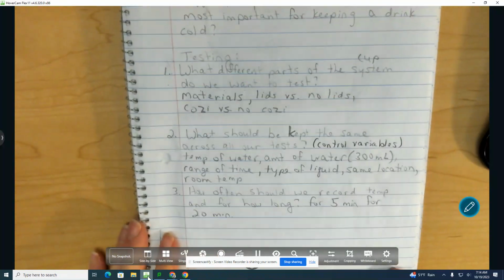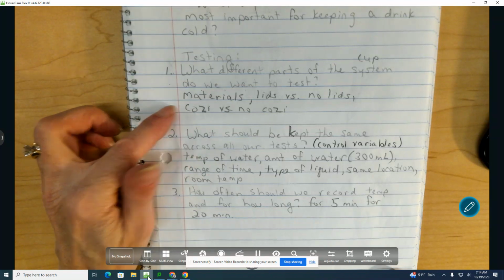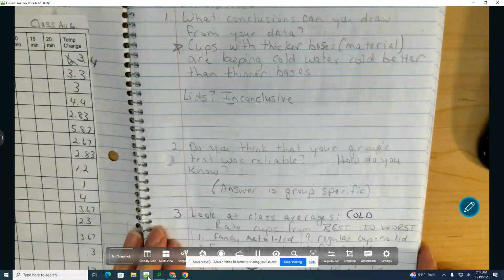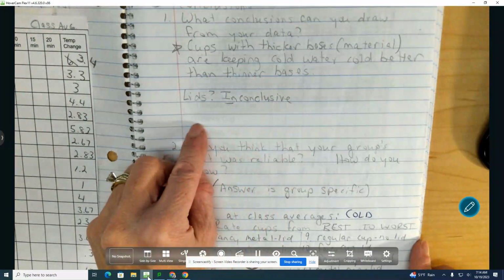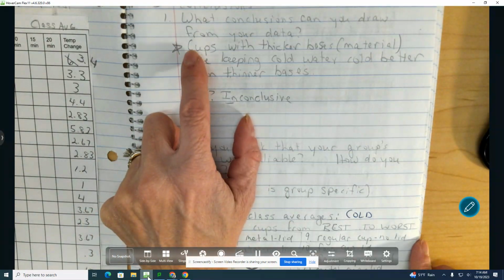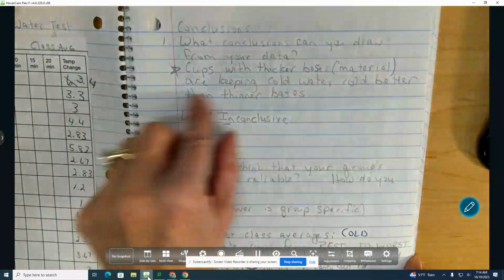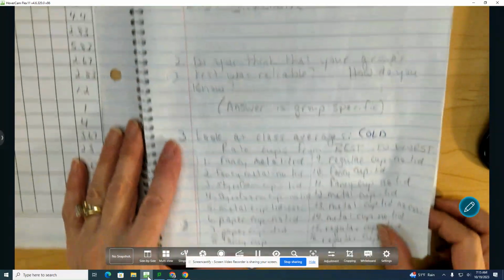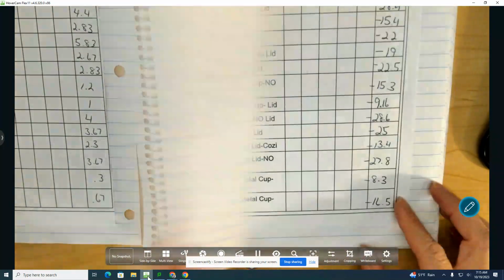So you guys did do a test, and we did test things like lids versus no lids, cozies versus no cozies. We tested regular cups and cups that had double layers. And so we did find a few things when we did that test. In this test, lids were inconclusive. We didn't really get any good data about lids, but we did find, here's our conclusions, something about cups with thicker bases, that the thicker base helped in keeping that water cold. And then we rated them. Okay, so these were the ones that were the top performers.